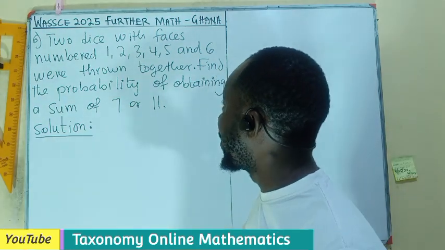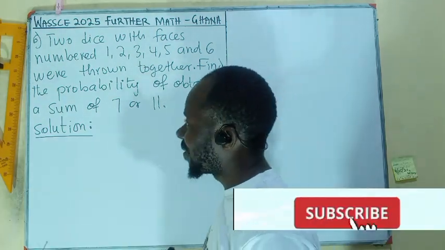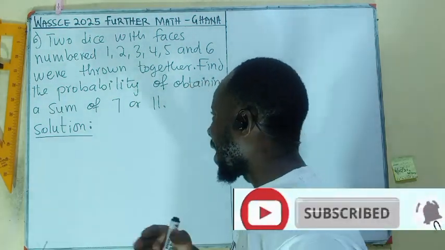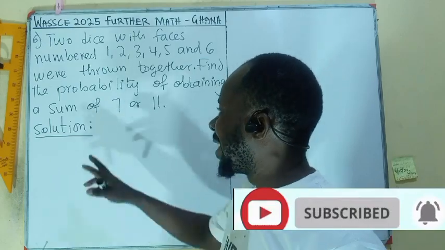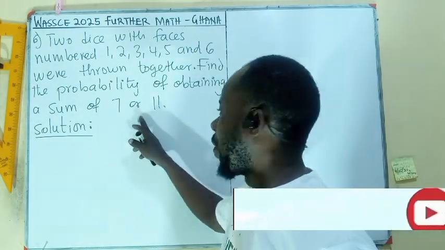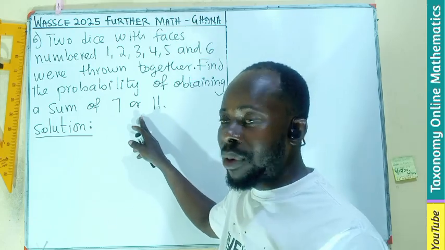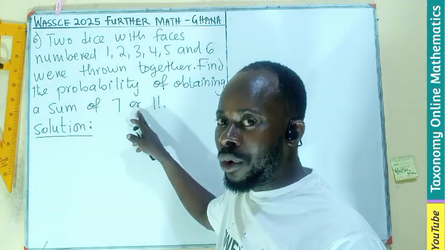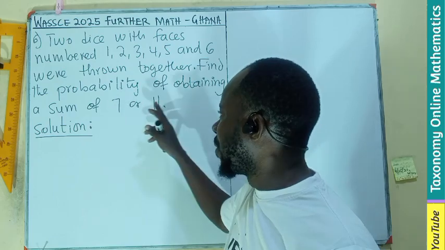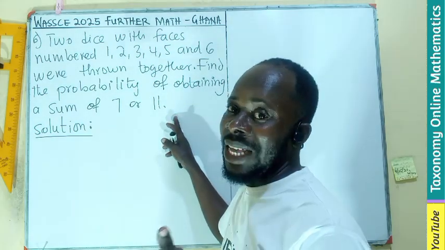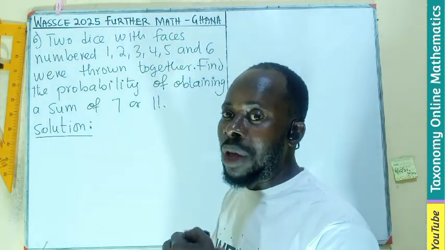We have two dice with faces numbered 1 to 6 thrown together. We are finding the probability of obtaining a sum of 7 or a sum of 11. This is a compound probability. The "or" is the union of the sum of 7 or the sum of 11, or better still, the addition of the two probabilities.